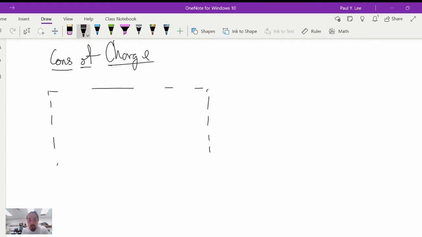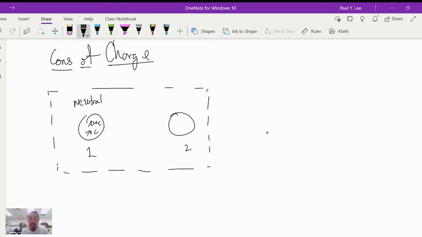All right, so always define your system. Let's say we have two objects. Let's say we have object 1 and object 2. Let's say object 1 has a total of 10 positive coulombs and negative 10 coulombs. Okay, there we go. For object 1, we can call that neutral because it has an equal amount of charge.